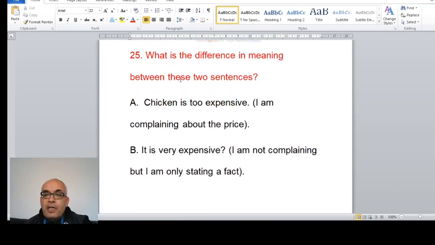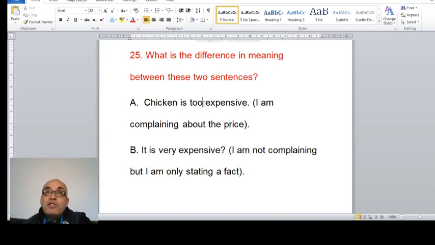What's the difference in meaning between these two sentences? Chicken is too expensive and chicken is very expensive. If you say it is too expensive, it means you are complaining about the price, of course. But if you say it is very expensive, you are not complaining. You are just stating a fact. You are just saying something, but you are not complaining. And this is very, very important.